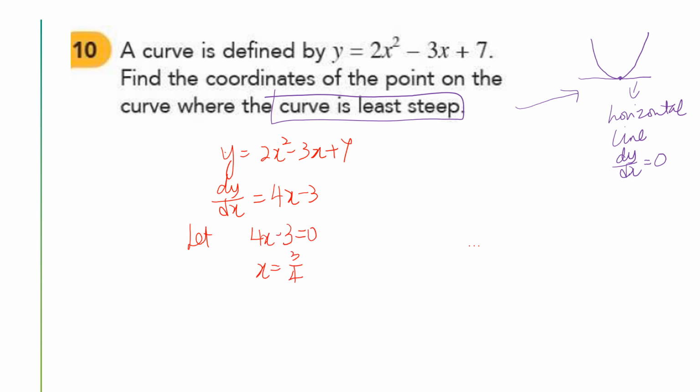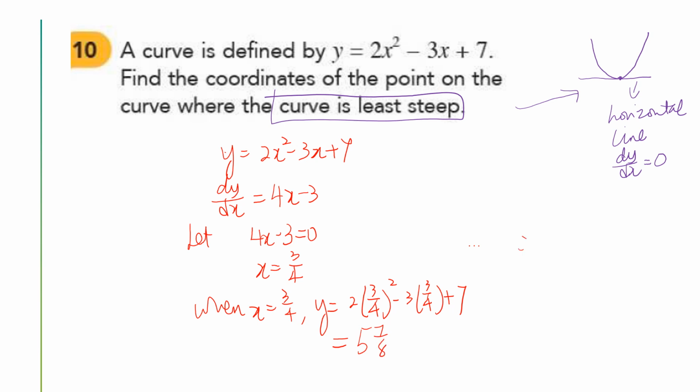Okay, we're asked to find the coordinates of the point. So when x is equal to 3/4, we're going to substitute that into our equation. And just use a calculator to help you evaluate. Right, and you'll get 5 7/8. So therefore, the point is (3/4, 5 7/8). Alright, so the concept here is knowing that the gradient at the point where the curve is least steep is when your dy dx equals 0.